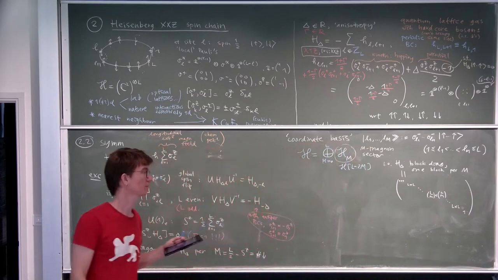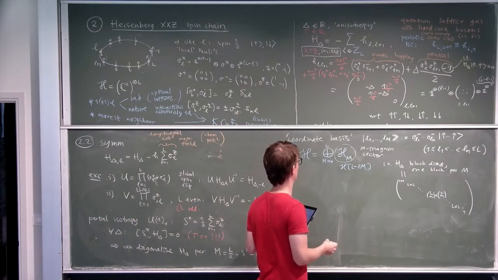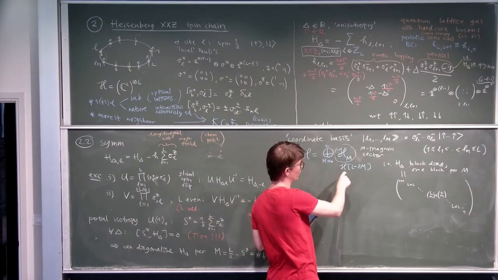Wait, what do you mean by h of L minus 2m? Oh, well, in mathematics, usually you write weight spaces like this, right?